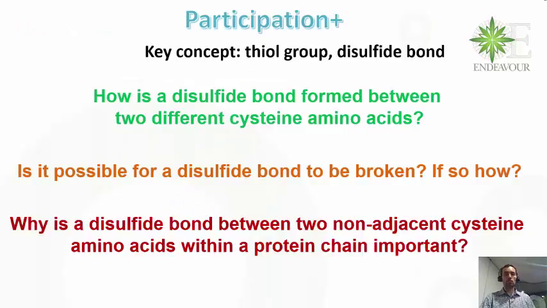So we've got another Participation Plus question here, thinking about how the thiol group relates to the function of the cysteine amino acid and also the formation of this disulfide bond. Again, these questions are really useful for the comprehension of what we've done in this session, so I really do encourage you to have a go at these and share your answers with the peers you have in your online cohort.